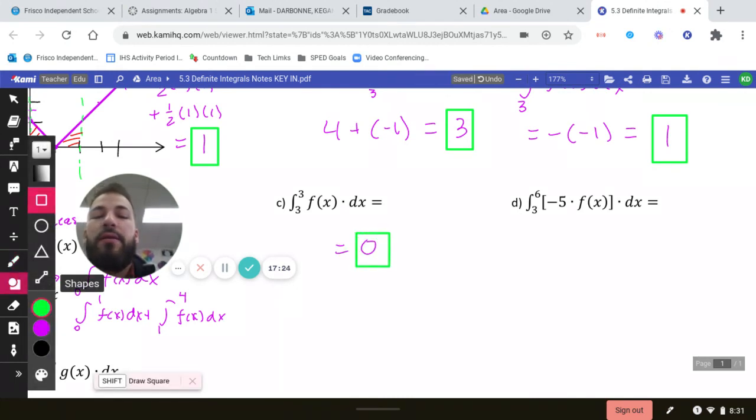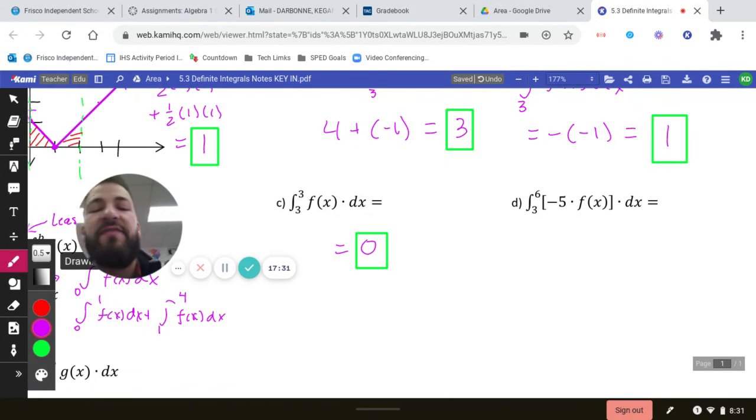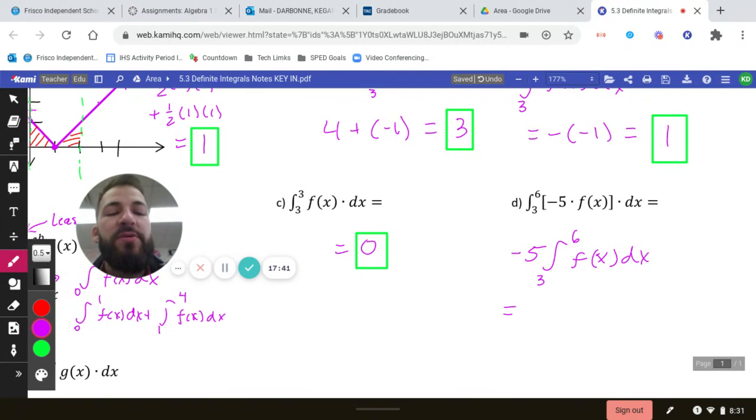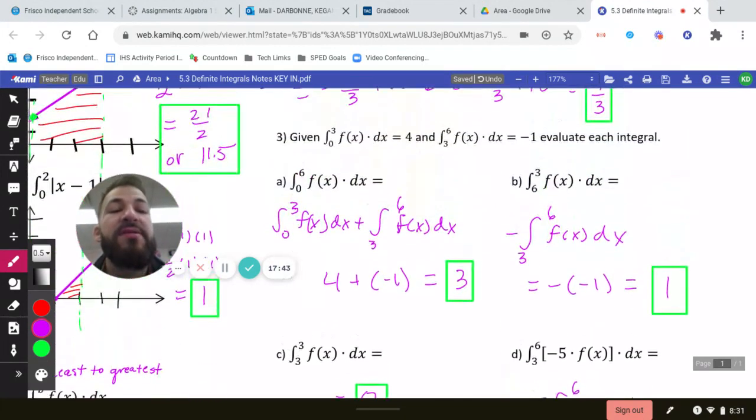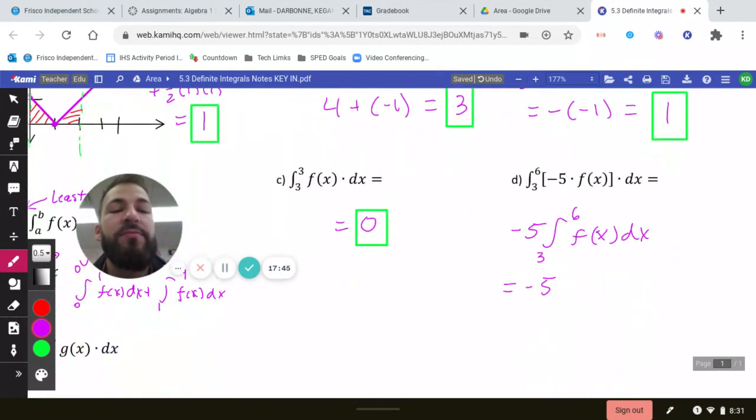So that one's easy. And last but not least, the integral from 3 to 6 of -5 times f of x dx. So I got to get that -5 out. So -5 integral from 3 to 6 of f of x dx. So that's equal to -5 times integral from 3 to 6 is -1, which is equal to 5.